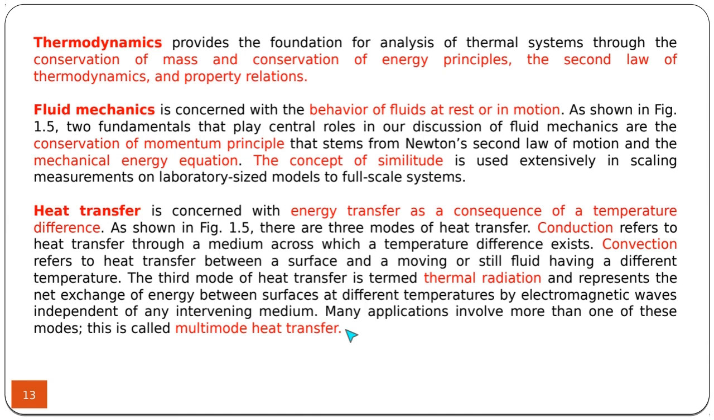So in the case of absolute zero temperature, the matter, the material, the surface, whatever it is, has zero energy. But other than zero temperature, all materials, all substances have a level of radiant energy. And surfaces always exchange radiant energy among themselves. And this is called thermal radiation. It's also possible to have conduction and convection together, or convection and thermal radiation together, or all three together. And this type of situation is called multimode heat transfer.